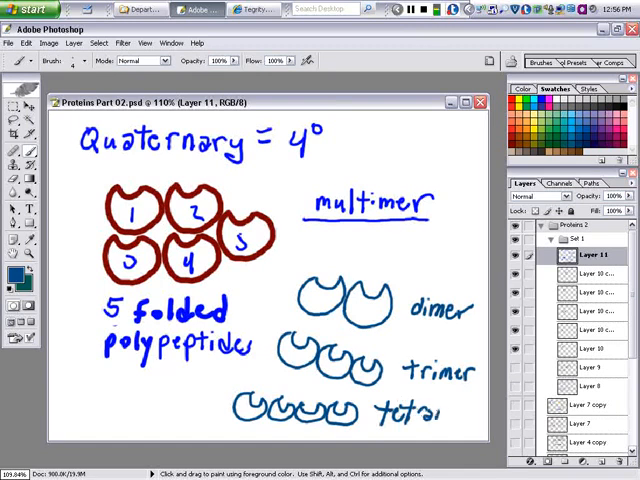Could it be simpler? Can I do anything to make this simpler? No, it's not possible. Excellent. Now, one last thing. So this is all part of quaternary structure because we have more than one polypeptide together.